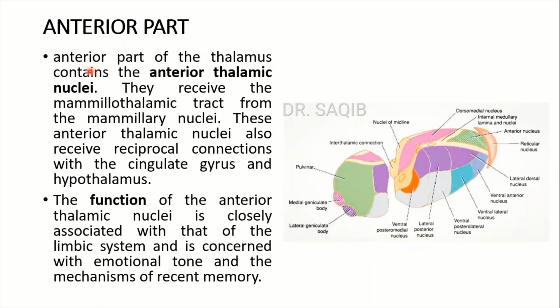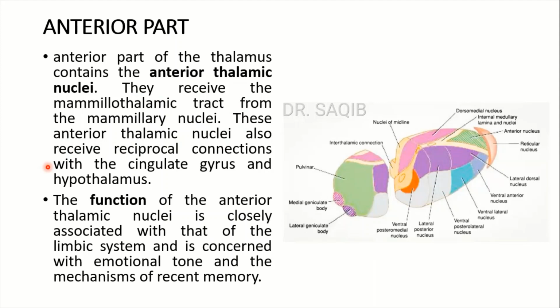Anterior part of the thalamus contains the anterior thalamic nuclei. This is the anterior part of the thalamus, and here are lying the anterior thalamic nuclei. They receive the mammillothalamic tract from the mammillary nuclei. These anterior thalamic nuclei also receive reciprocal connections with the cingulate gyrus and hypothalamus.